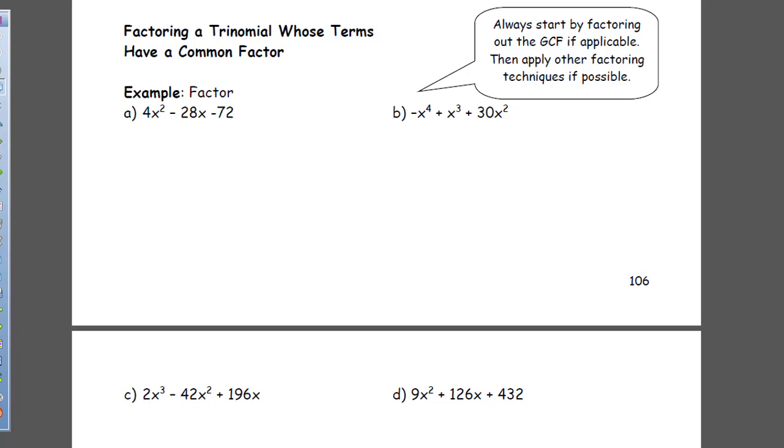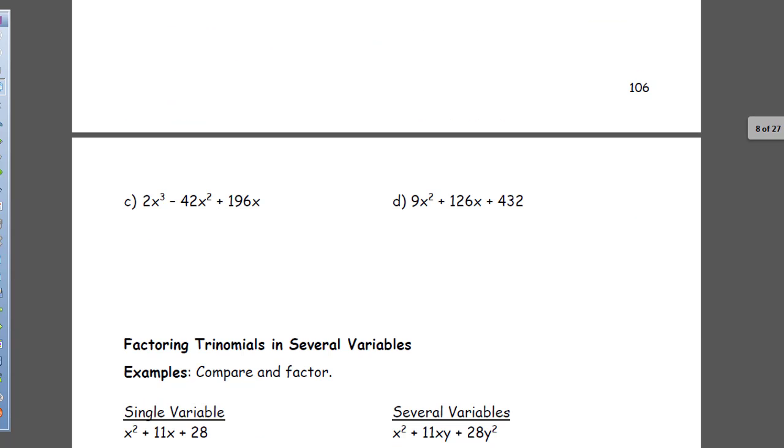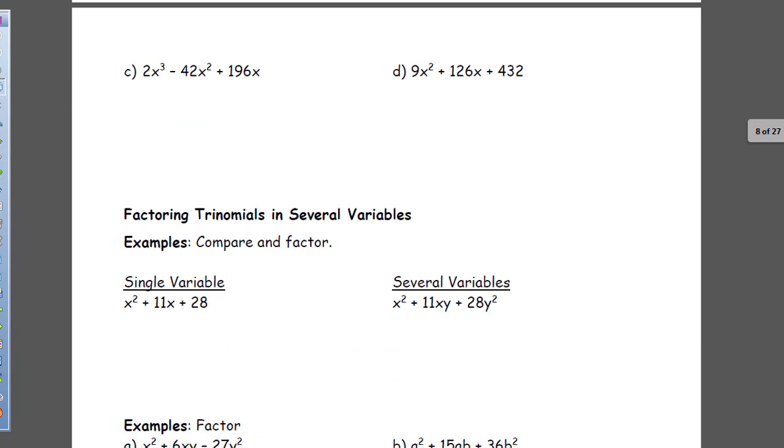You can save yourself a lot of trouble. Yes, it's a lot of big numbers. You can save yourself some trouble if you do what? Factor out the greatest common factor first. Don't forget to do that. All right? So try C and D.